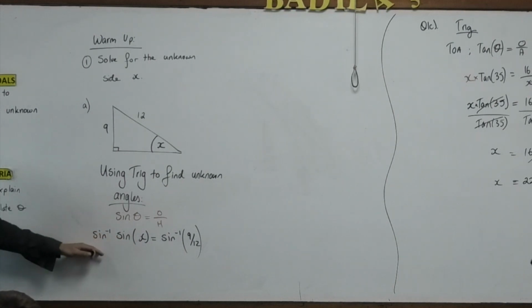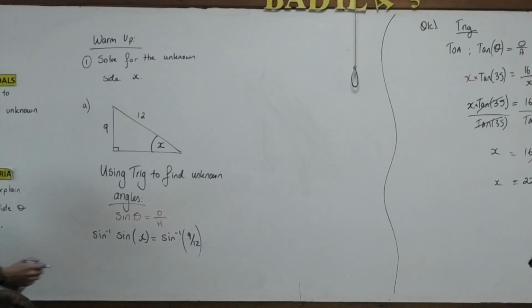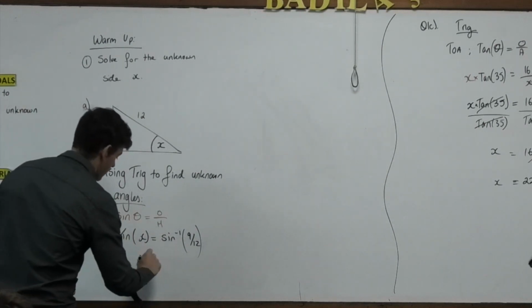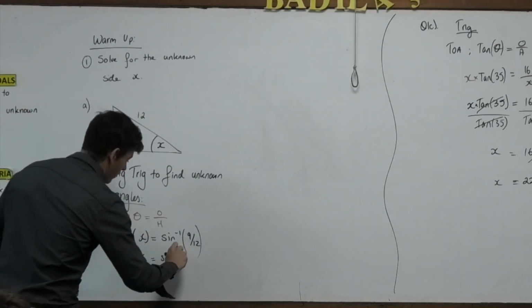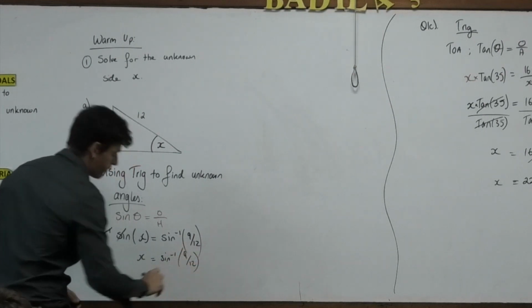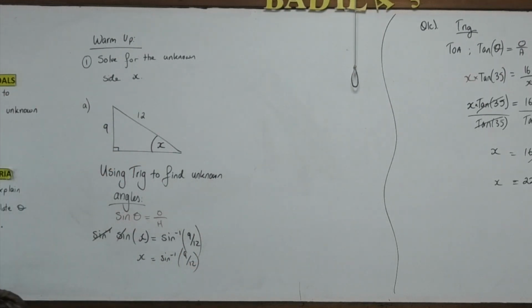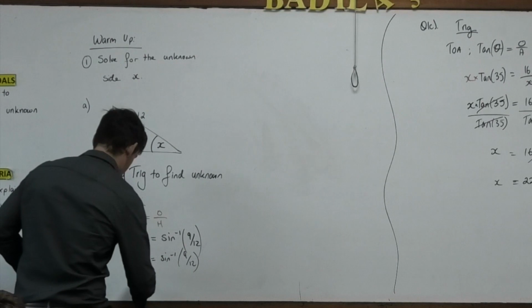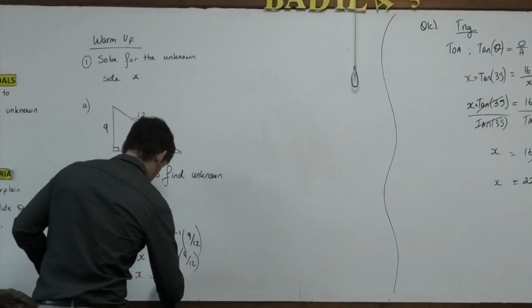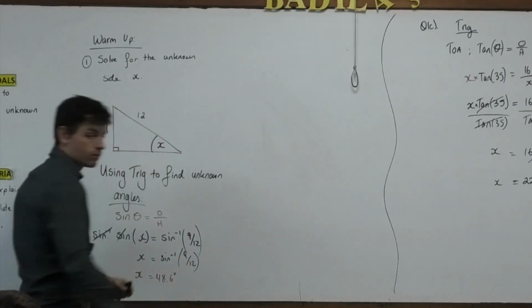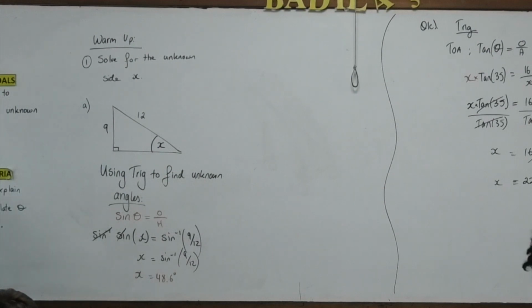What happens to the sines on this side? Why do we do the sine -1? What do we want to do? We want to cancel. So now we're left with x equals sine -1, 9 over 12. And what do you get? 48.6. Did we want 48.59?